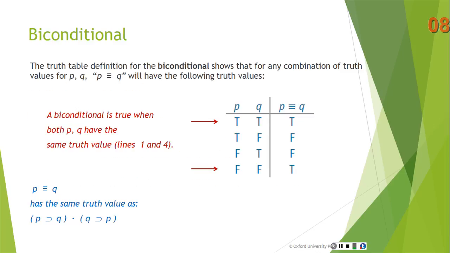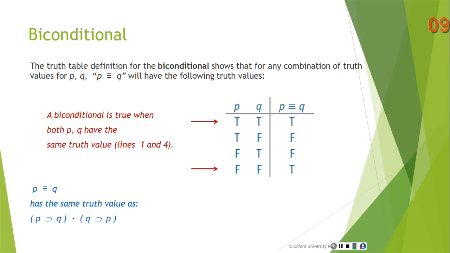Now, how do you define the biconditional? The truth table definition for the biconditional shows that for any combination of truth values for P, Q, P horseshoe Q will have the following truth values. When P is true and Q is true, P horseshoe Q will be true. When P is true and Q is false, it will be false. When P is false and Q is true, it will be false. When P is false and Q is false, it will be true. So a biconditional is true only when both P, Q have the same truth value, otherwise it's false.